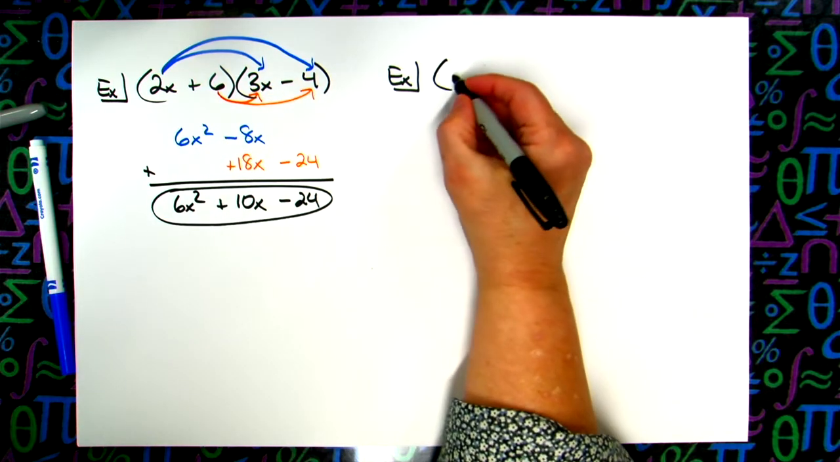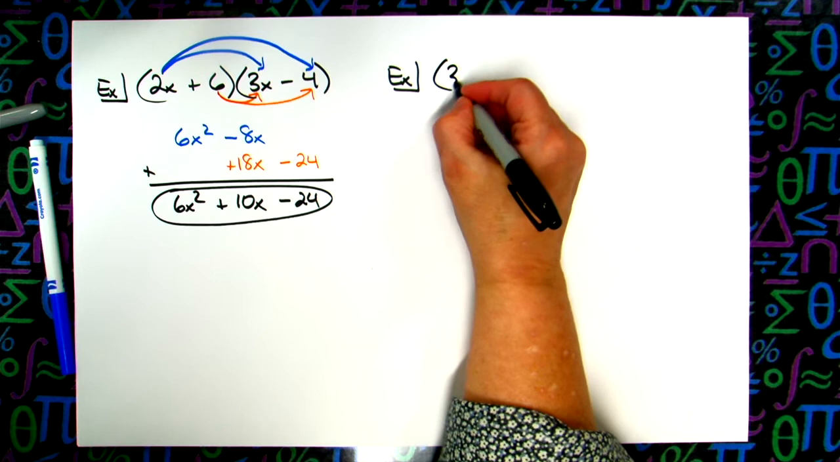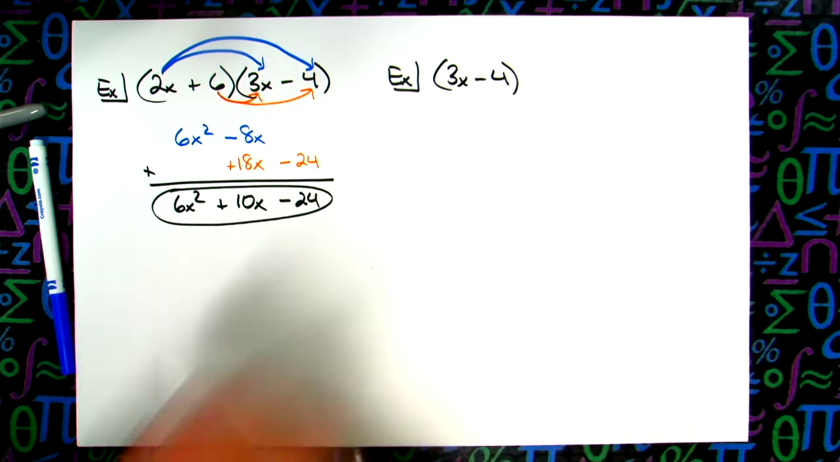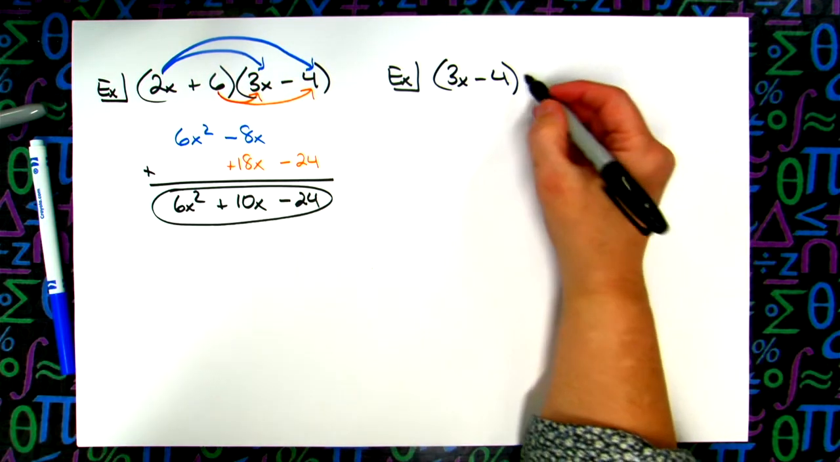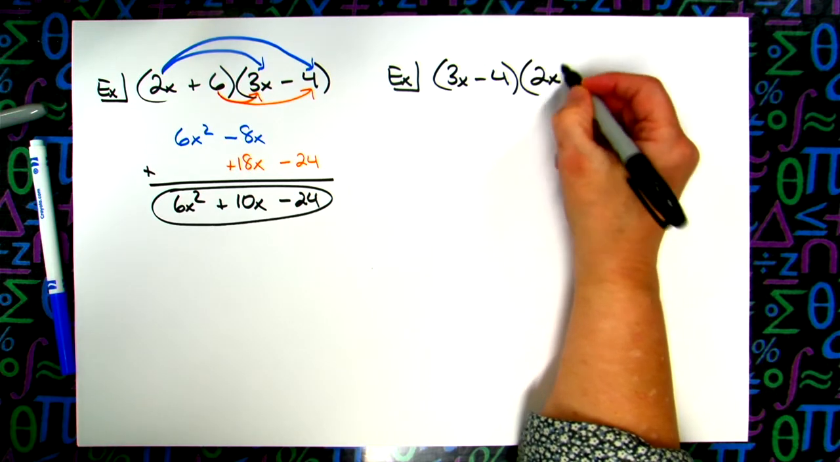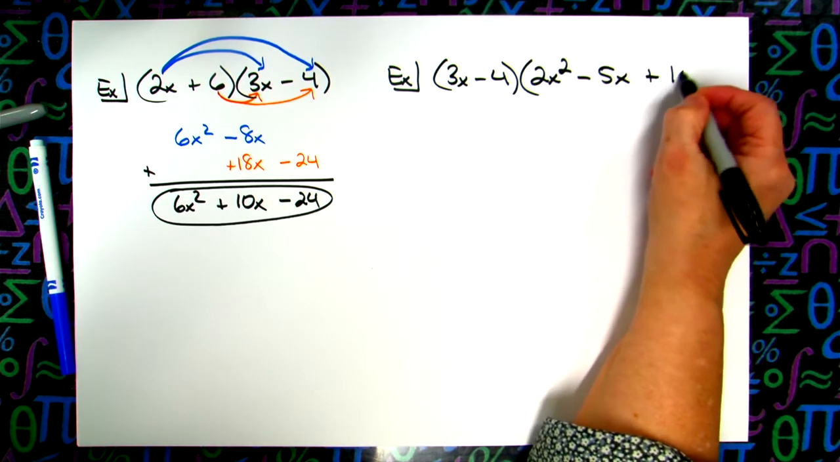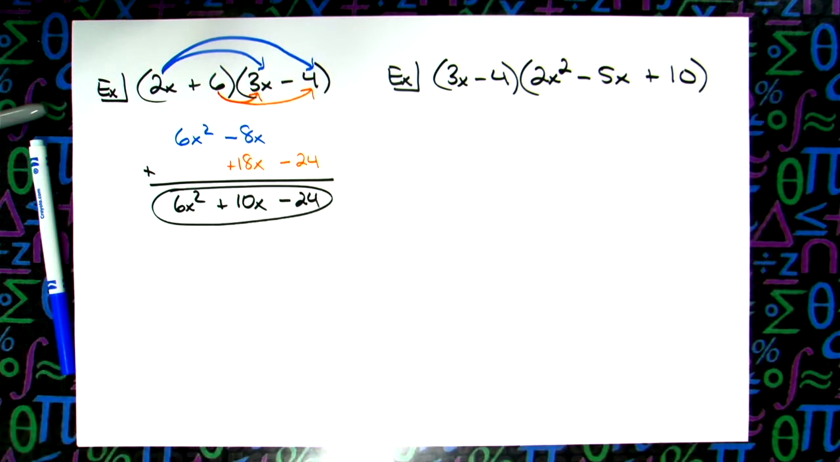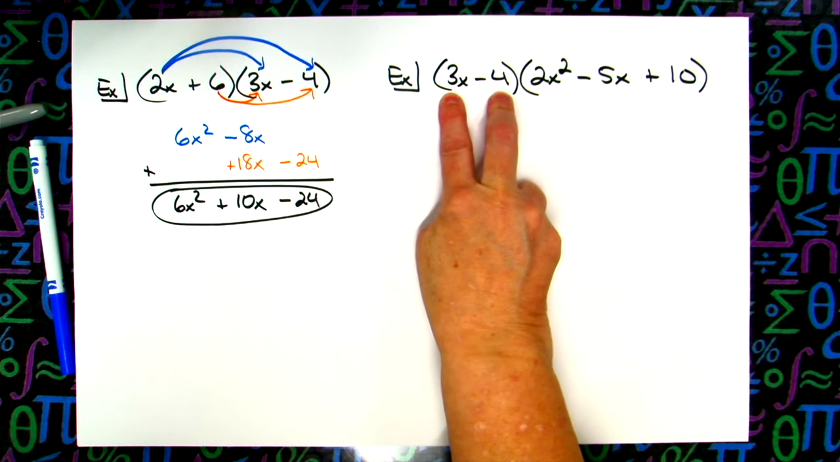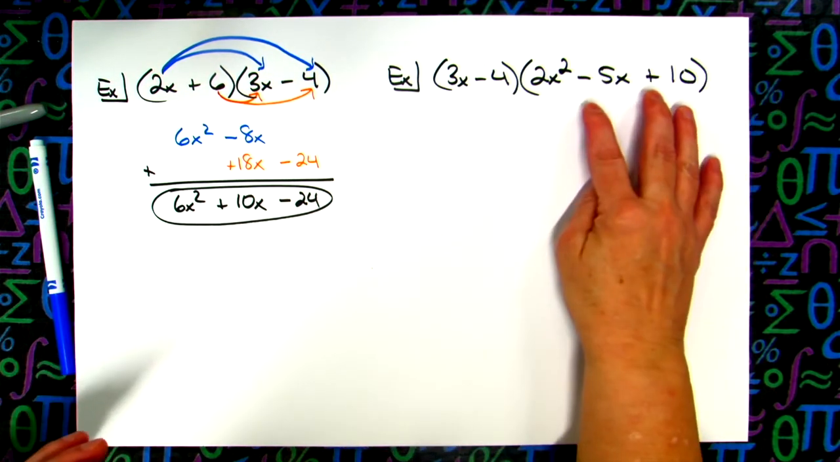I could have a 3x minus a 4 in my first polynomial. Then I could have maybe say a 2x squared minus a 5x plus a 10. All right, that's okay. I want to do this repeated distributive property. I want to take everything that's in the first one and multiply it by everything that's in the second one.